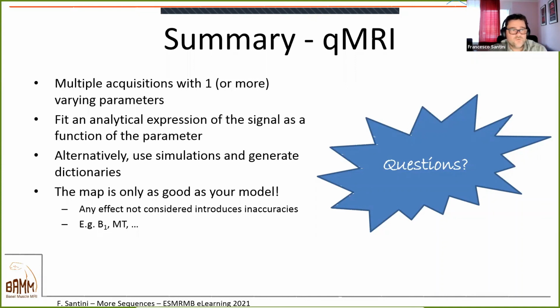You have diffusion, you have perfusion, you have magnetization transfer, you have B1 and B0 inhomogeneity. So you can never have a model that really takes everything into account. So you will always have imperfections in your quantitative maps, and your quantitative maps will always be dependent on the method that you actually use and on the model that you actually use.